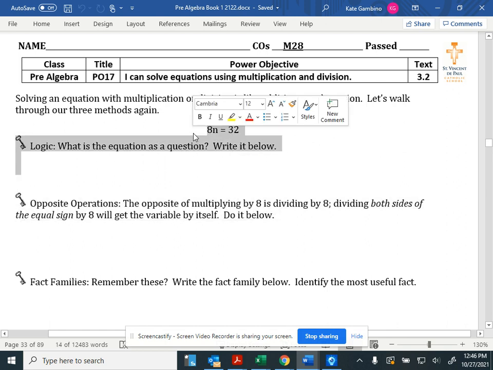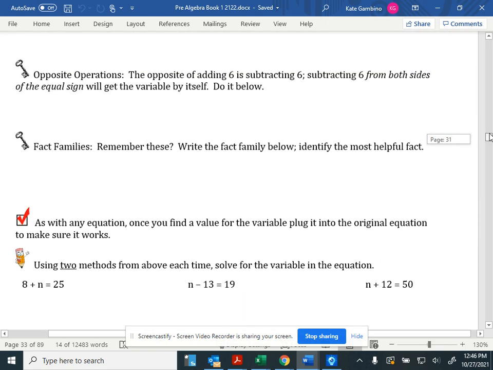So let me scroll up. Oh, it scrolled a little too far.